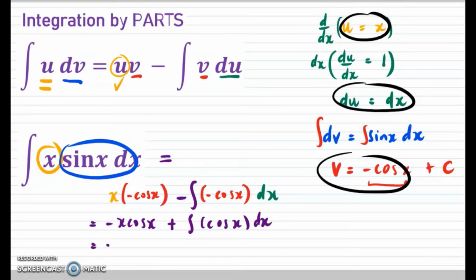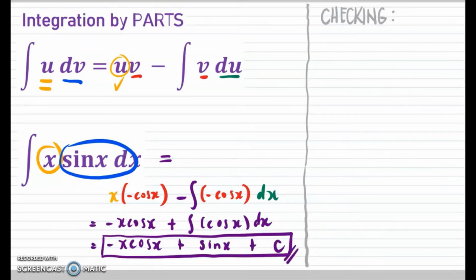Then simplifying this further, we have negative x cosine x plus the integral of cosine x, which is positive sine x plus c, of course. And that is our final answer.